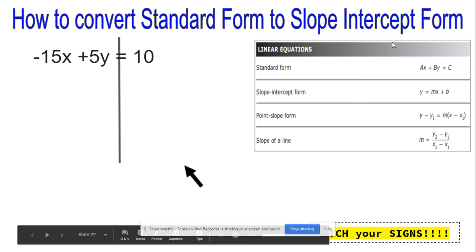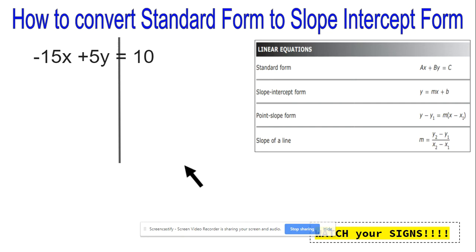All right, guys, we're going to learn how to convert standard form of an equation to slope-intercept form. Okay, so again, standard form. It's usually something x plus or minus something y equals a number. So in this case, negative 15x plus 5y equals 10. This is standard form. I need it to be in slope-intercept form. So in other words, I need it to be y equals.